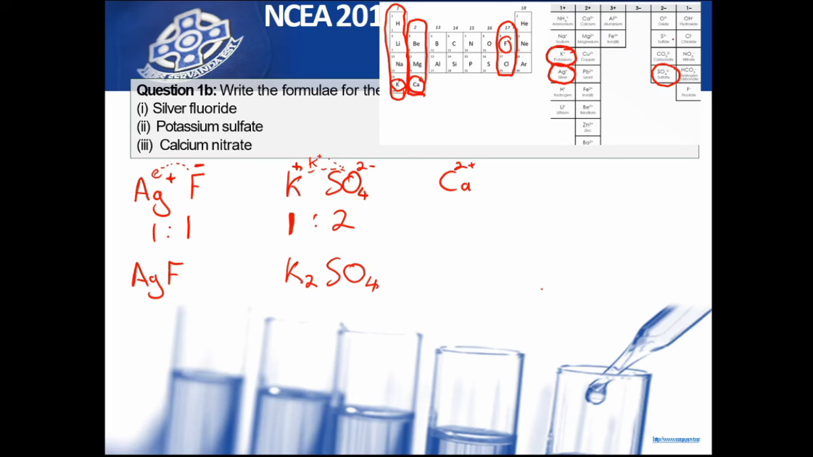Nitrate, let's think, it's got a nitrogen in it, huh? So, there it is. NO3 minus. NO3, and look, it's a single minus.